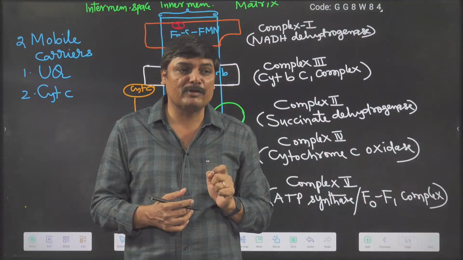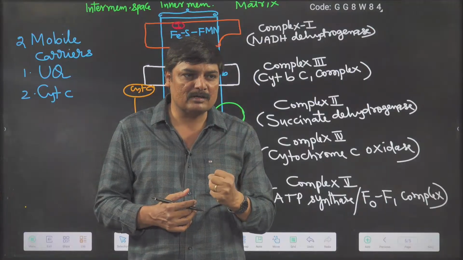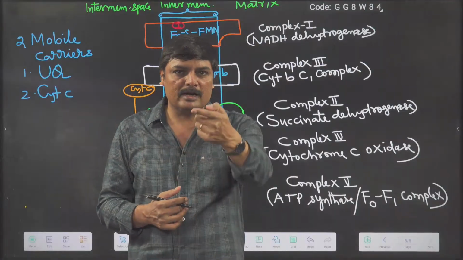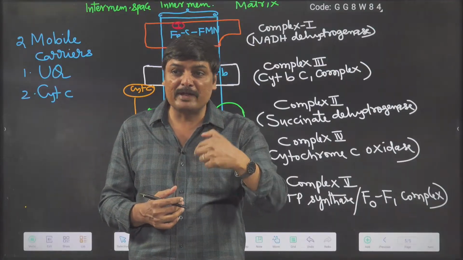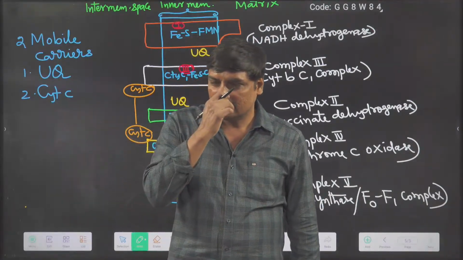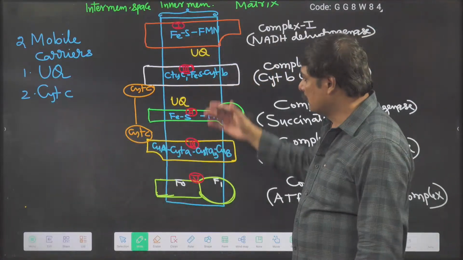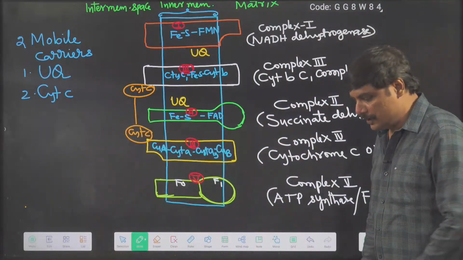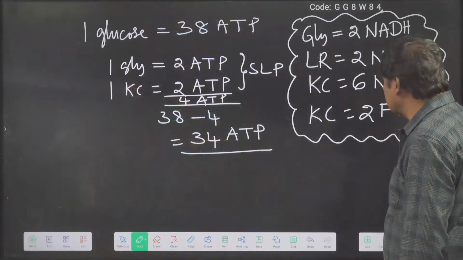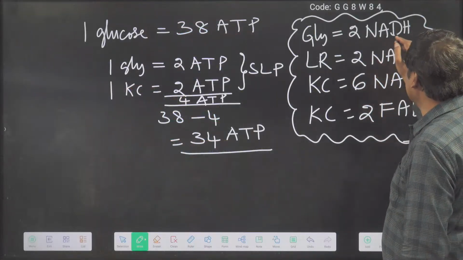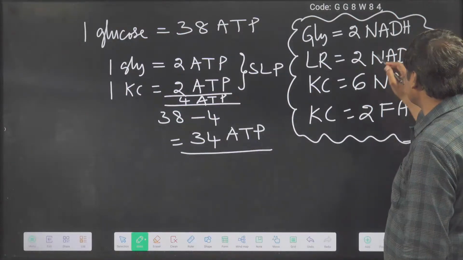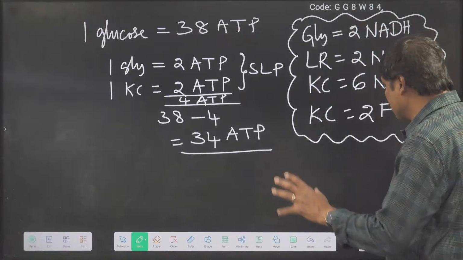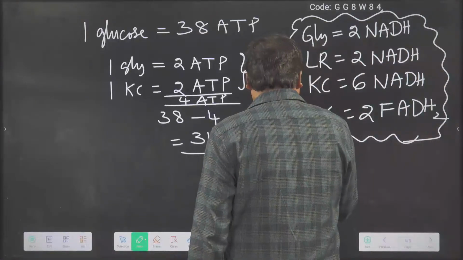What is the function of ubiquinone? Ubiquinone takes electrons from complex 1 and transports them to complex 3. Similarly, it also accepts electrons from complex 2 and transports them to complex 3. So these are moving carriers, mobile carriers. Now, clear all? Clear? Now let us see. I told you already, how many NADH are formed totally? 10 NADH. 2 in glycolysis, 2 in link reaction, 6 in the Krebs cycle. Total number of NADH is 10.